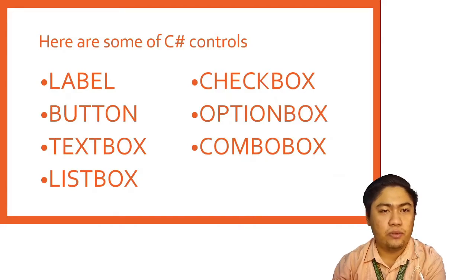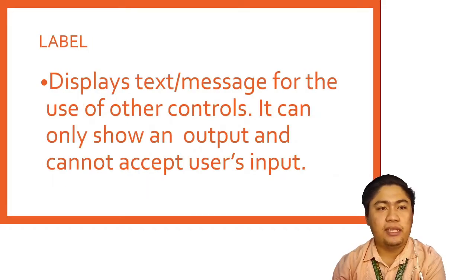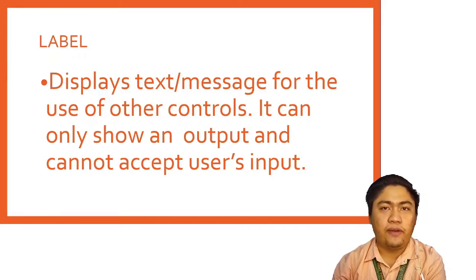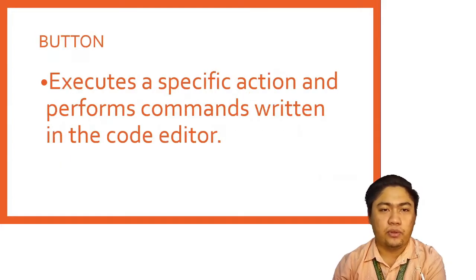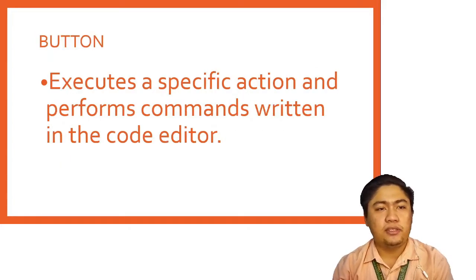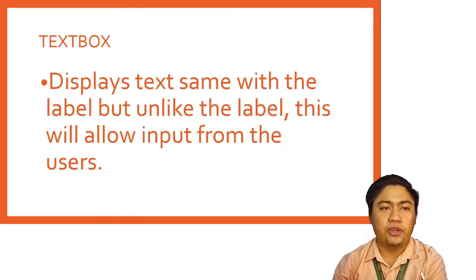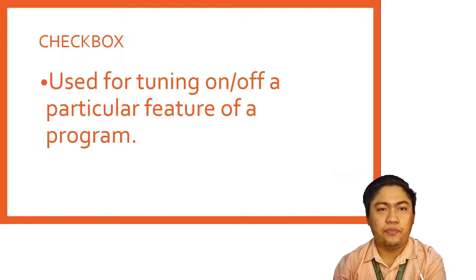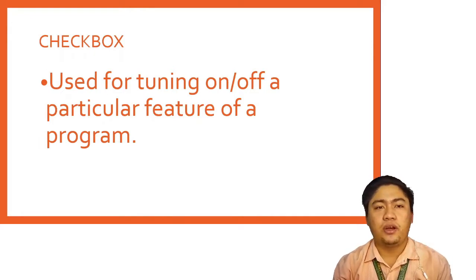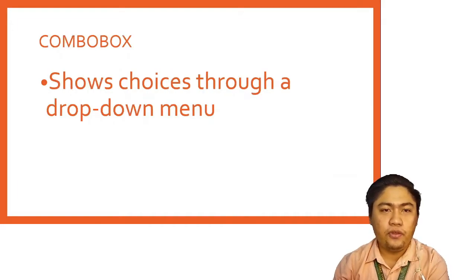Let's start first with the label. Label displays text message for the use of other controls. It can also show an output and cannot accept users' input. For the button, it executes a specific actions and perform commands written in the code editor. For text box, it displays text same with the label, but unlike the label, this will allow input from the users. For the checkbox, used for turning on or off a particular feature of a program. For combo box, shows choices through a drop-down menu.